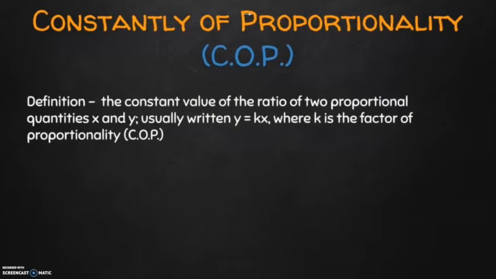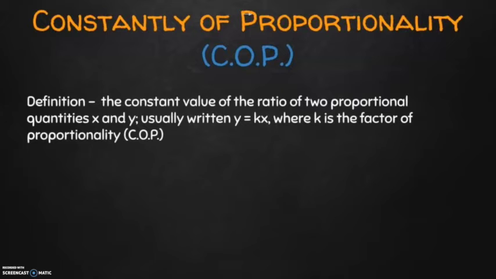Now let's talk about the constant of proportionality. What is the constant of proportionality? Well, that is the constant value of the ratio of two proportional quantities, x and y, usually written y equals kx, where k is the factor of proportionality or the constant of proportionality.